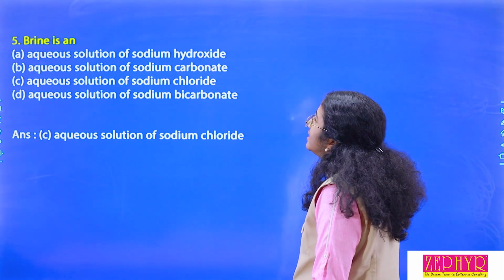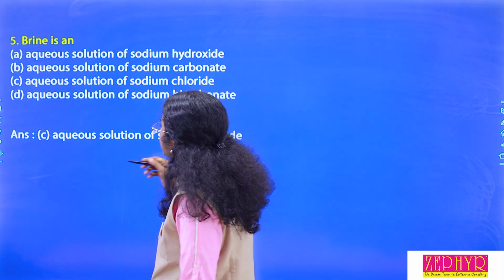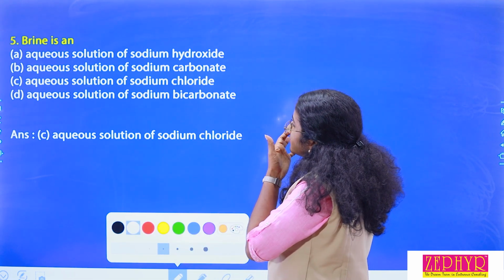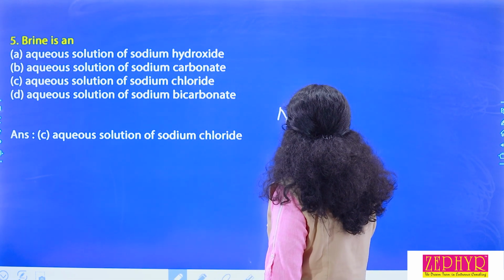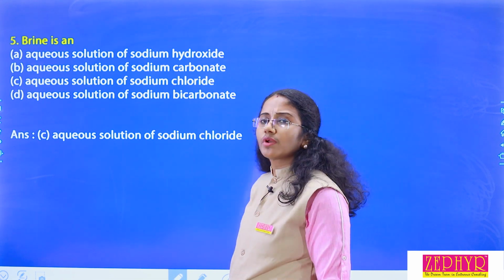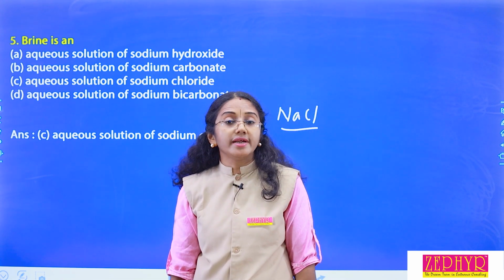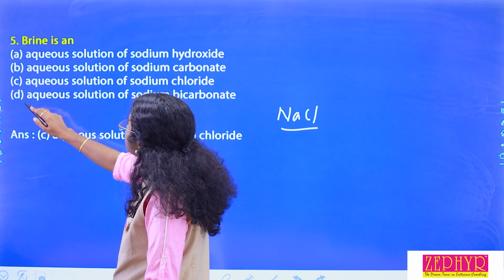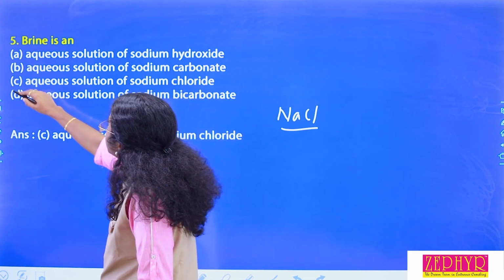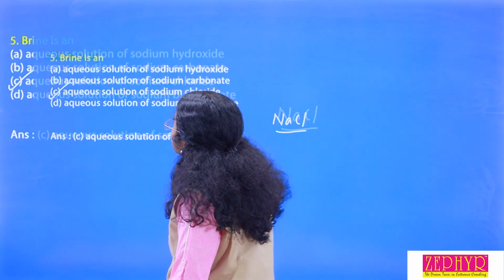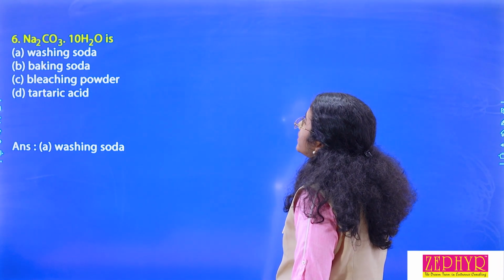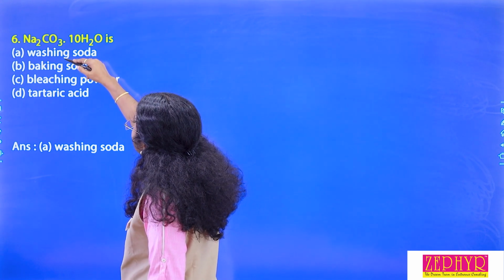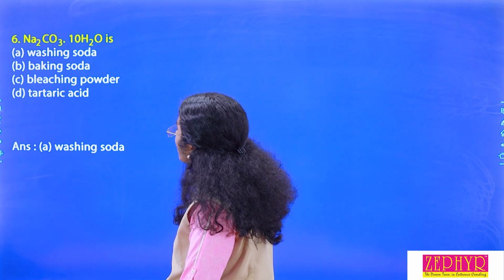Then next, the fifth one, brine. We already discussed what brine is. Brine is the aqueous solution of sodium chloride. Aqueous solution of sodium chloride produces sodium hydroxide, chlorine and hydrogen gas. These are the three products. So option C. Then next, Na2CO3.10H2O is washing soda, option A.